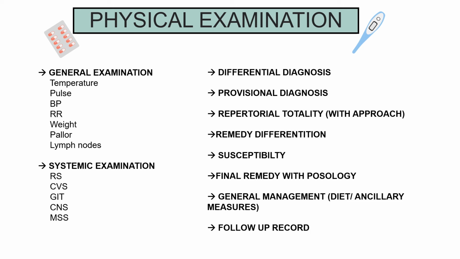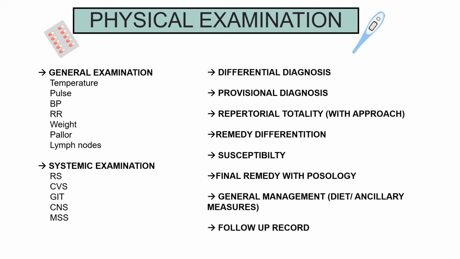Under general examination, you should examine the temperature of the patient, pulse, BP, respiration rate, weight, pallor, and also check for lymphadenopathy. Under systemic examination, we should check for signs and symptoms of the respiratory system, cardiovascular system, GIT, central nervous system, and MSS. Under all these systems, we should do inspection, palpation, percussion, and auscultation respectively so that we can understand the signs and symptoms and also the indications shown from each system.